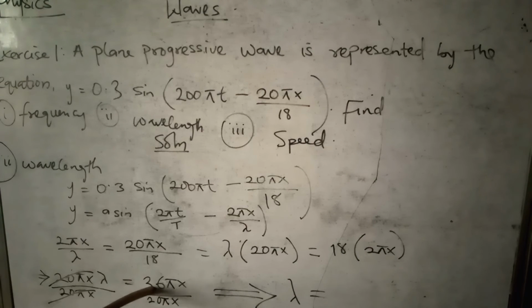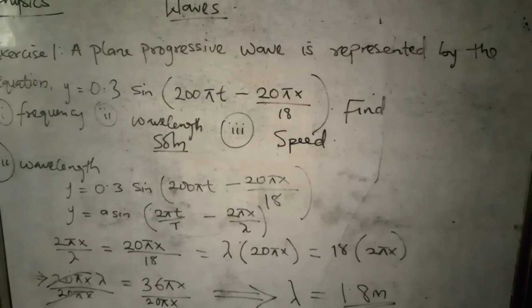So 36πx divided by 20πx is going to give us 1.8 meters. So our wavelength is 1.8 meters. This is our wavelength, and that is our final answer.